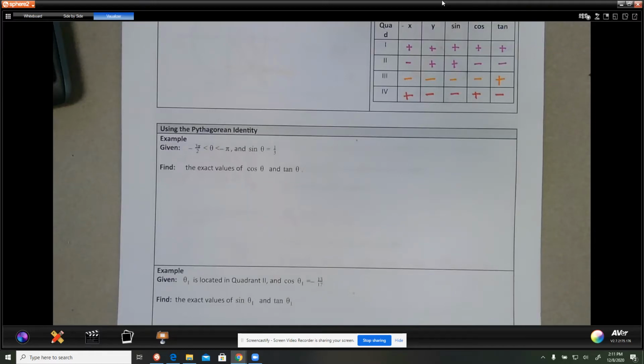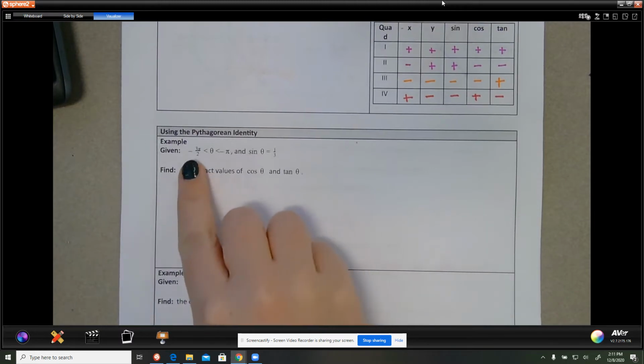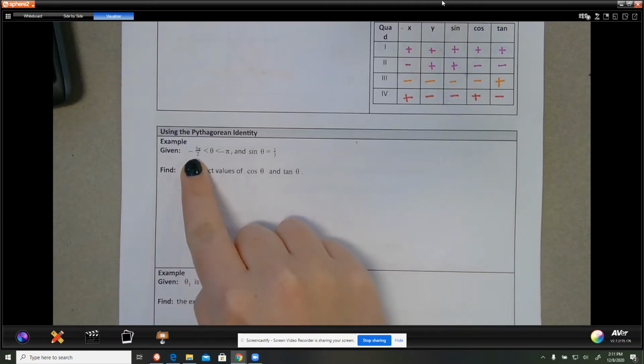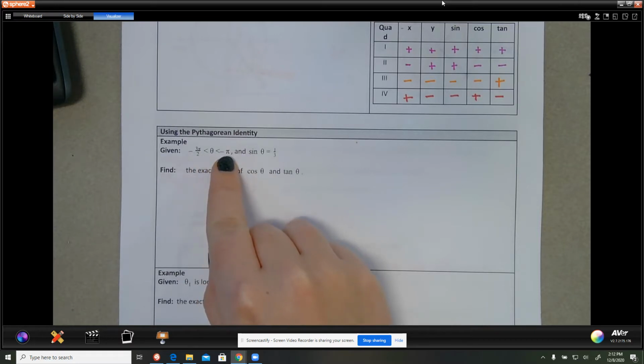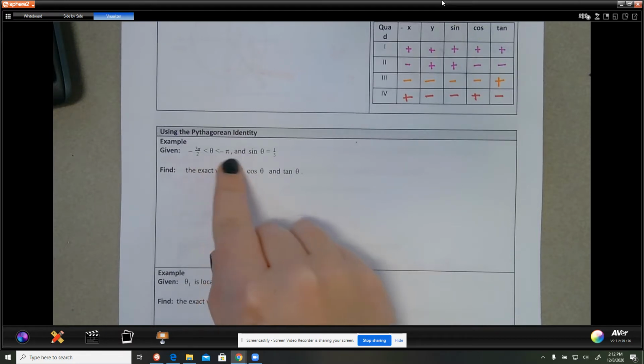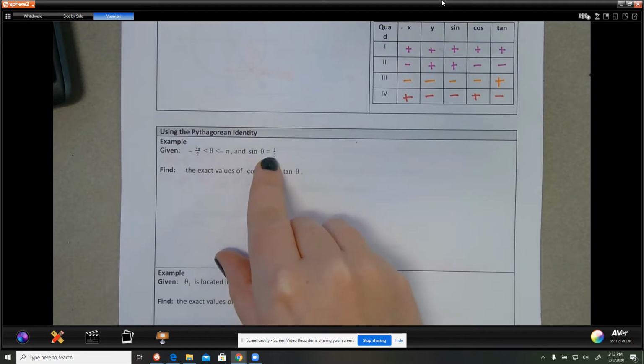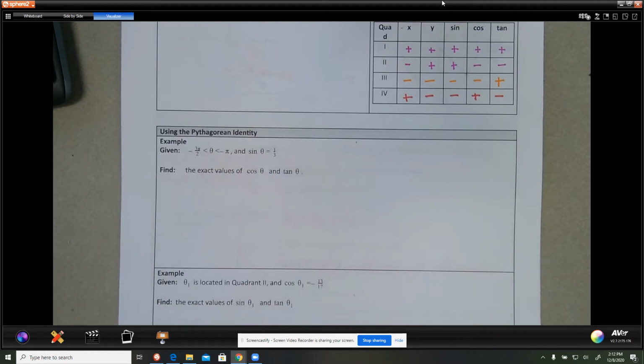So how can we use the Pythagorean identity to solve problems like this? We have, between the radian negative 3 pi over 2 and negative pi, our angle, okay? And the sine of that angle is 1/3. So we're going to tie together all of these ideas here. And the first thing I want to do is draw a picture.